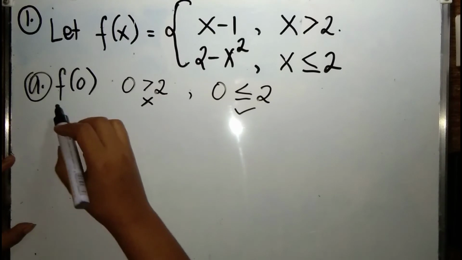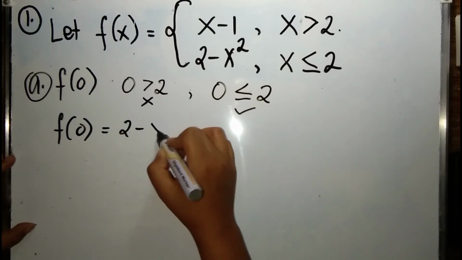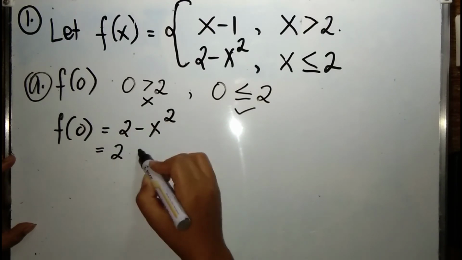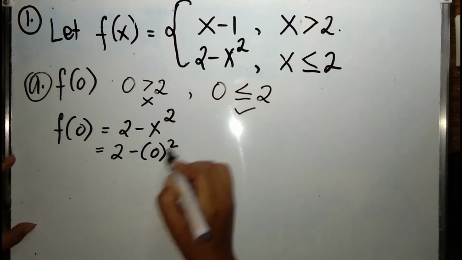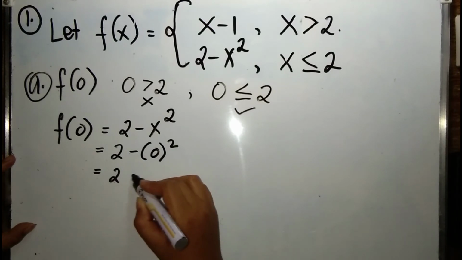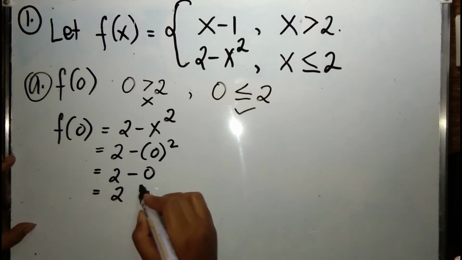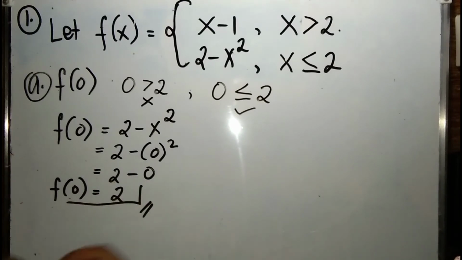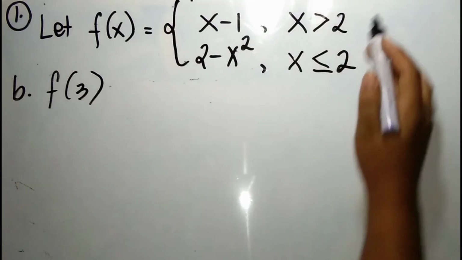So f of 0 is equal to 2 minus x squared. Substitute natin yung 0, which is the value of our x. So 2 minus 0 squared, 2 minus 0. So f of 0 is equal to 2. Let's proceed to example letter B, f of 3.